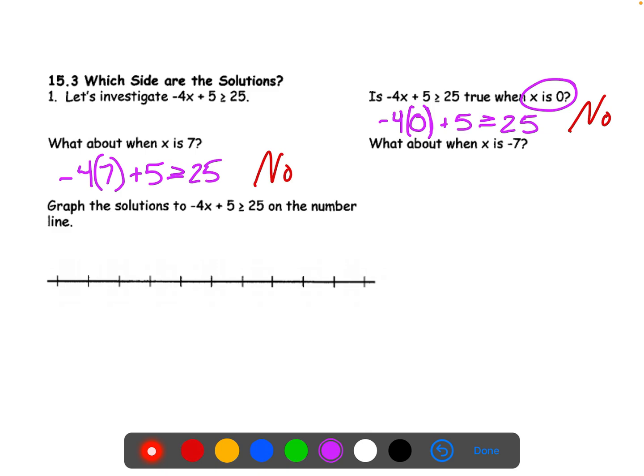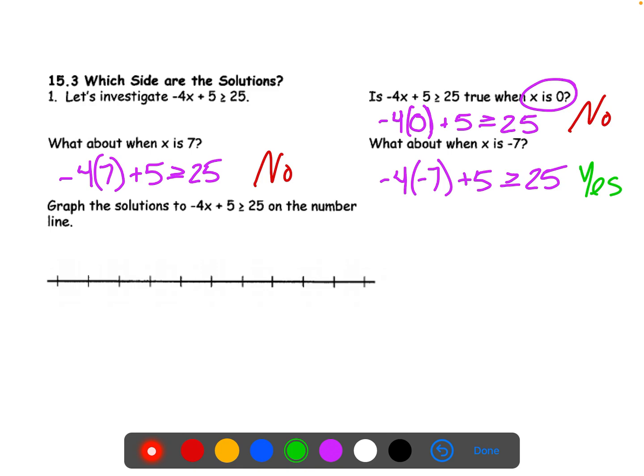Finally, we're going to check with negative 7. So negative 4 times negative 7 plus 5 is greater than or equal to 25. Multiplying two negatives becomes positive, so that's positive 28 plus 5 more. That's going to be greater than 25. So here we have a solution. Yes, that is a solution. Now we're asked to graph.